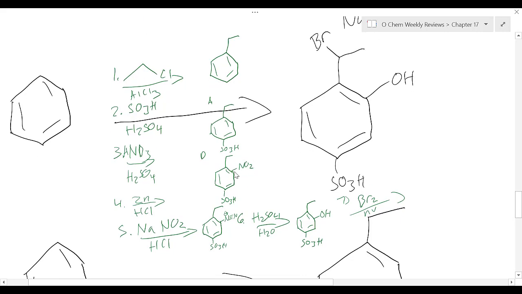Now that we have NO2, we can reduce it to get NH2, which I didn't draw, but NH2 will be turned into a diazonium salt using NaNO2. Remember, NH2 undergoing this reaction will form our diazonium salt. Now that diazonium salt can be turned into OH using H2SO4 and water.